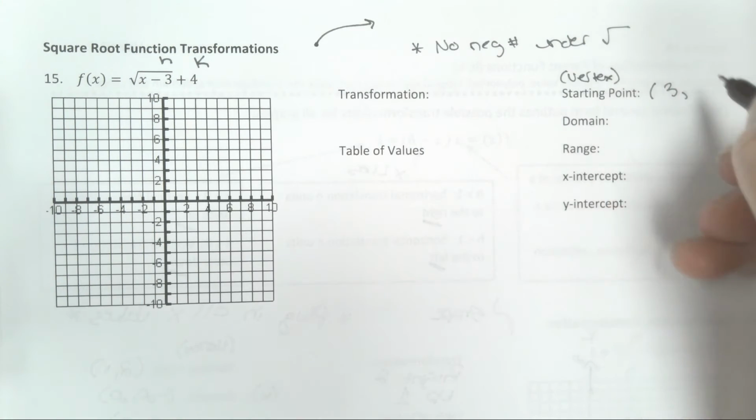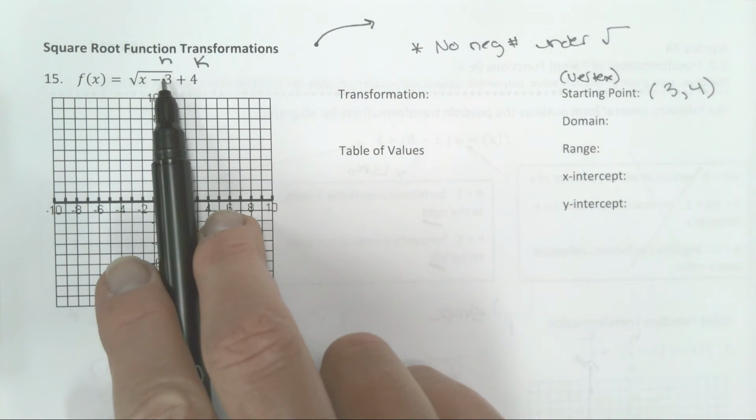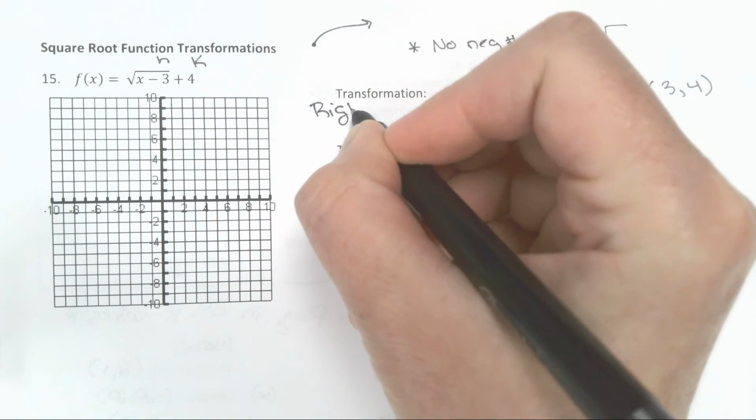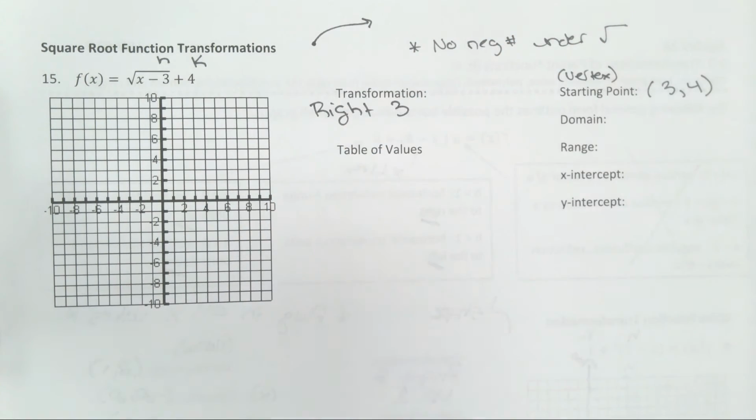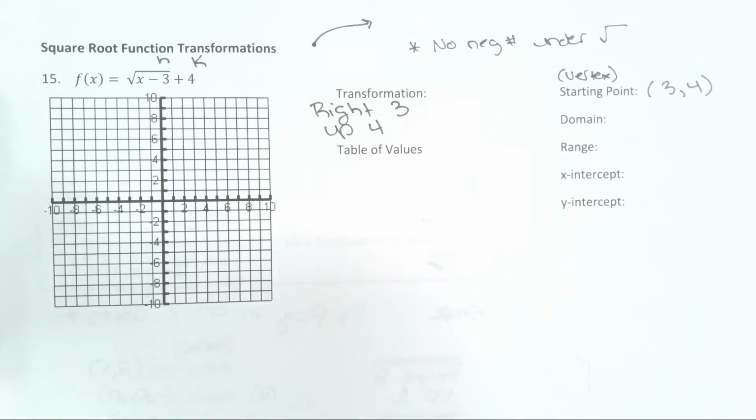My transformations. If you're hanging out with the x, that tells you your left-right movement, and -3 means that I go right 3 units because your x lies to you. And the +4 at the end means that I'm going to go up 4 units.